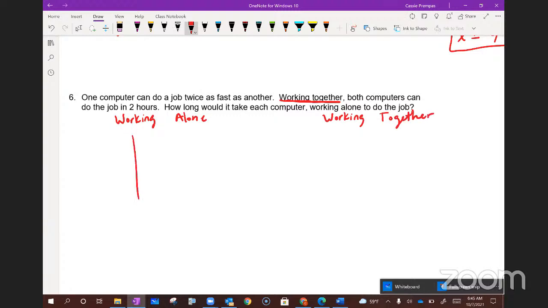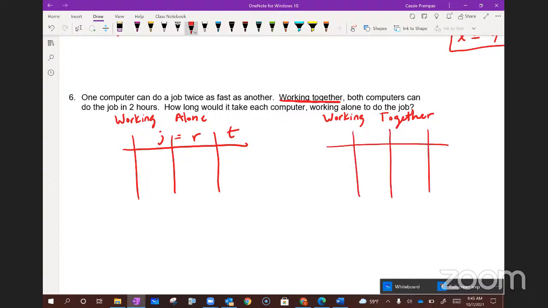We know that no matter how you work, the amount of job that you're going to do is going to equal your rate of completion times the time. So I can set those pieces up. Job is equal to rate times time. And who are we comparing? We're comparing computer 1 and computer 2. Computer 1, computer 2. Let's see what we can fill in.